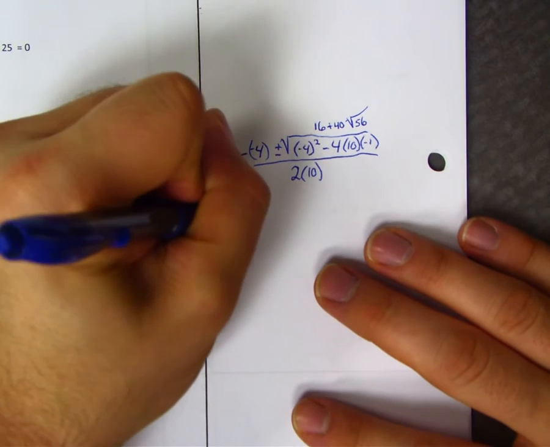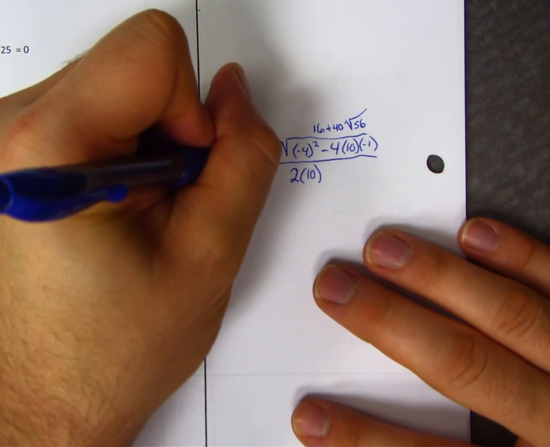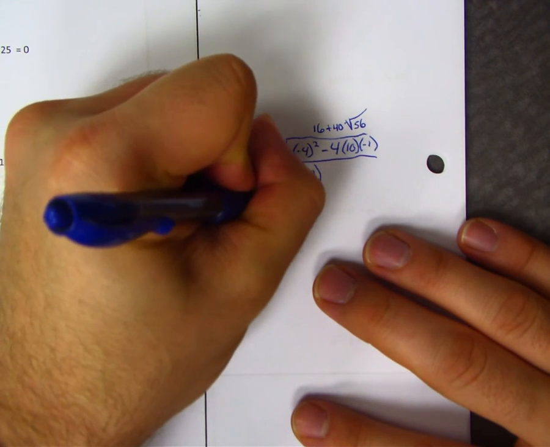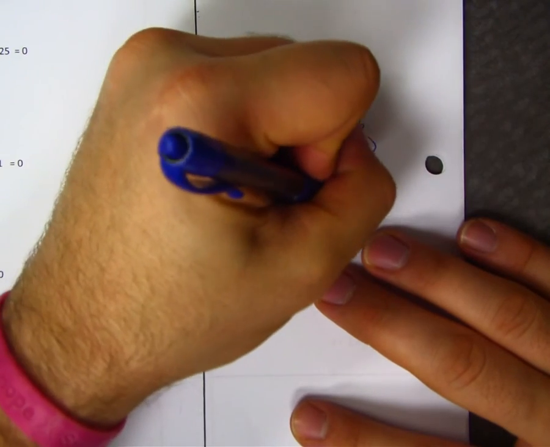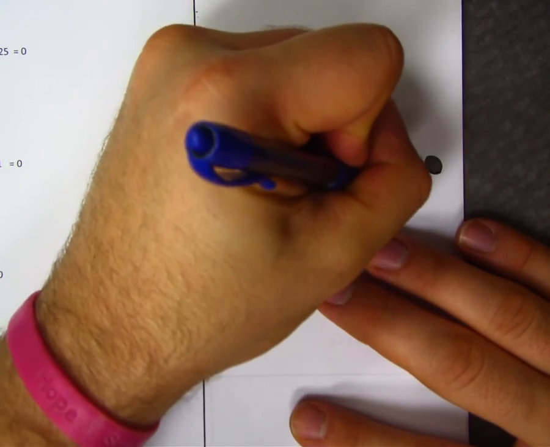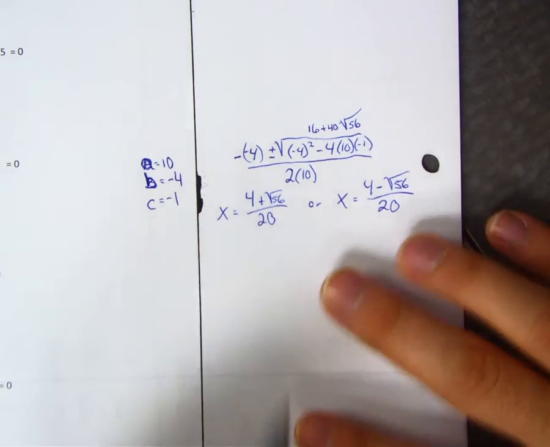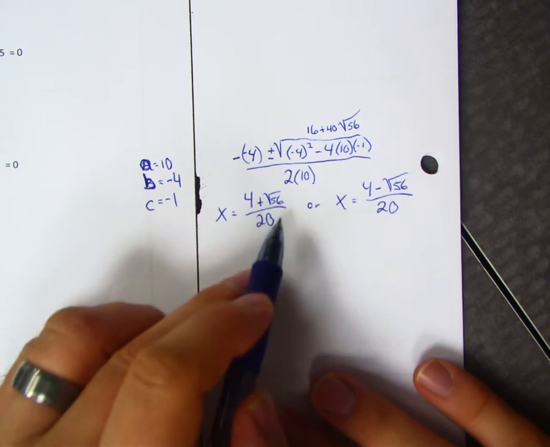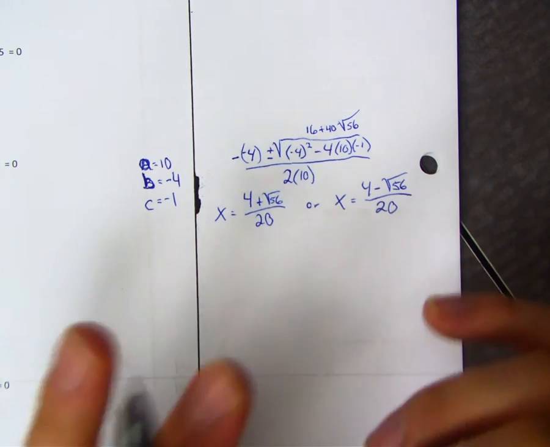And then we're going to write this out. X equals, we're going to say positive 4 plus the square root of 56 divided by 20, or x equals 4 minus the square root of 56 divided by 20. Right? Now we are going to leave our answer like this. If you wanted to approximate it, you could plug this into your calculator as a fraction with the square root symbol and all that, and you'll get your decimal approximation of it.